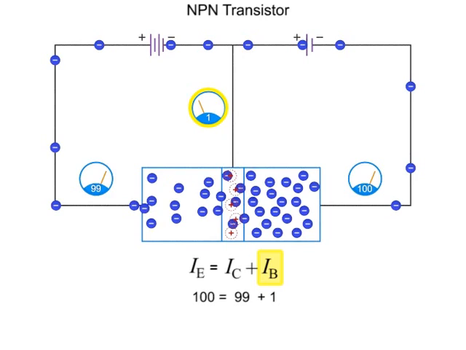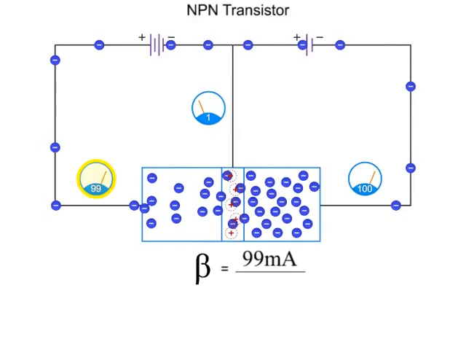An important characteristic of a transistor is something called beta. Beta is calculated by dividing the collector current, IC, by the base current, IB. So in this example, beta would be equal to 99 milliamps, the current at the collector, divided by 1 milliamp, the current at the base, giving a beta of 99.